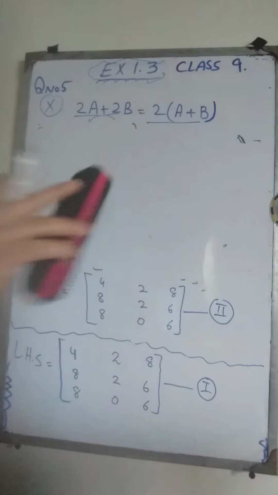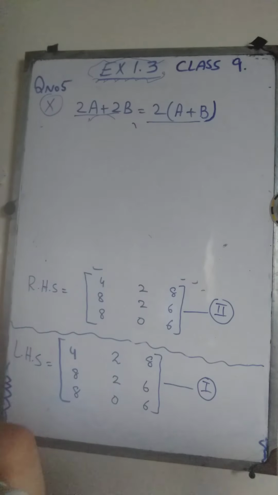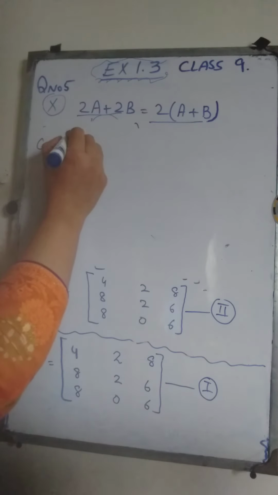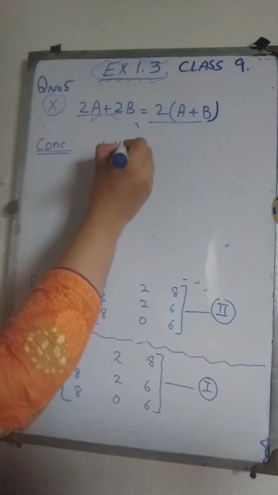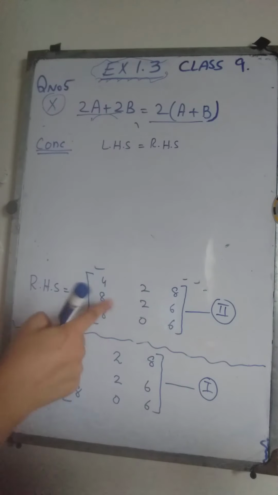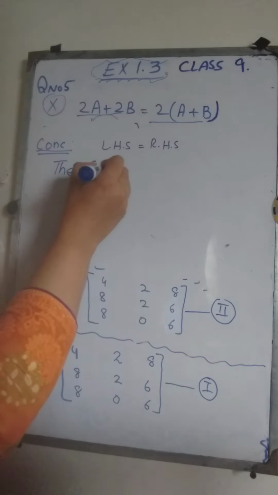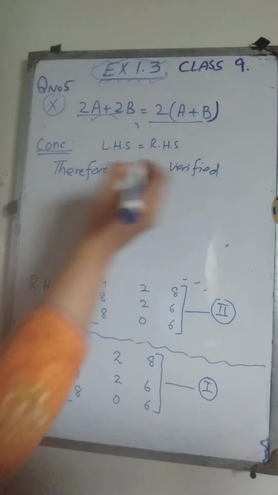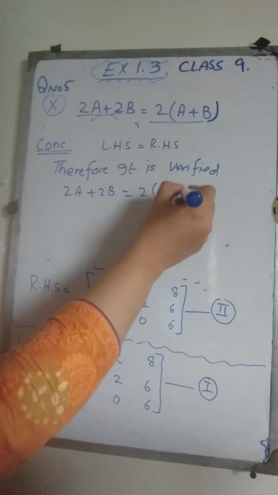what we concluded is that left hand side is equal to the right hand side. Okay, both the sides are equal, therefore it is verified that 2a plus 2b is equal to 2 times a plus b.